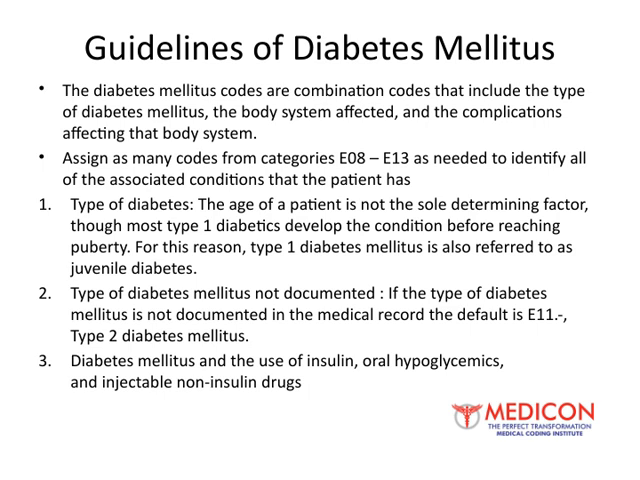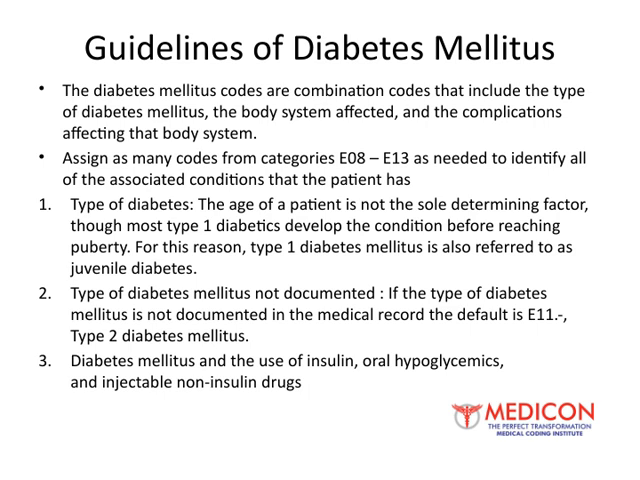Now, regarding the type of diabetes, remember that a patient's age isn't the only factor. While most type 1 diabetics develop the condition before puberty, the key point is that age alone isn't the determining factor. Because of this, type 1 diabetes is often called juvenile diabetes. If, however, the medical record doesn't specify the type of diabetes, the default code is E11, which stands for type 2 diabetes. Finally, when it comes to diabetes management, it's essential to note that the condition may be managed with insulin, oral hypoglycemics, or injectable non-insulin drugs.